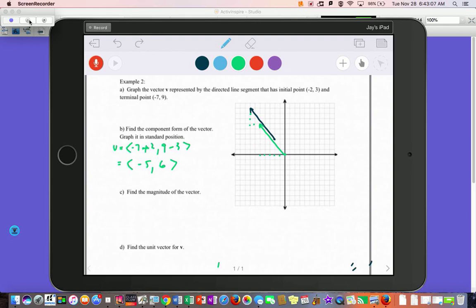To find the magnitude of the vector, because it's in component form now, I don't have to say minus 0. So I don't have to take the negative 5 minus 0 each time. I can just take the square root of negative 5 squared plus 6 squared. That's 25 and 36. So I'm getting the square root of 61.